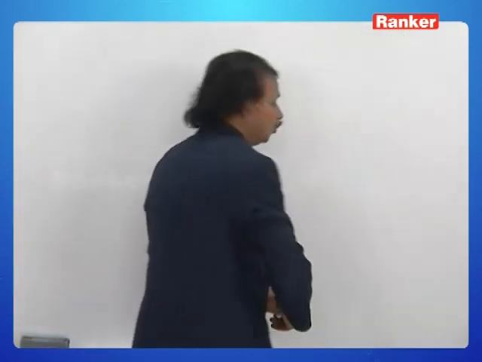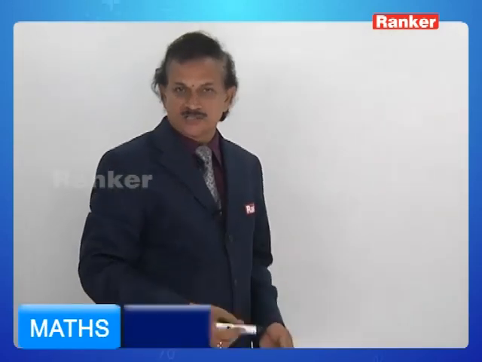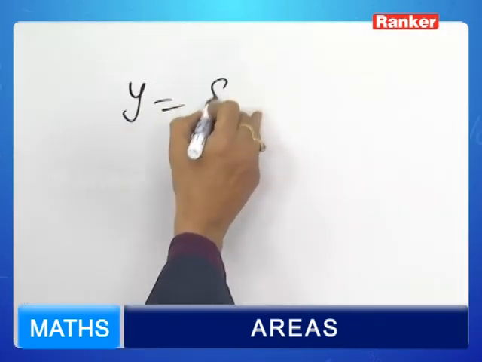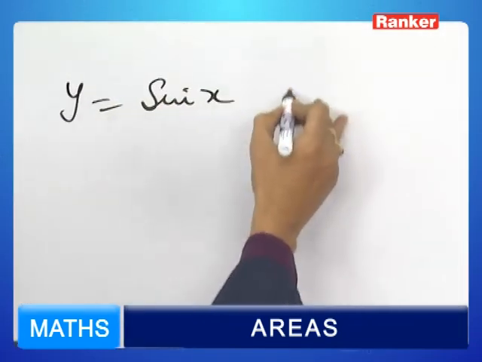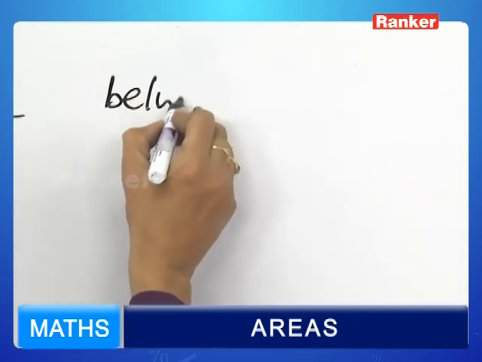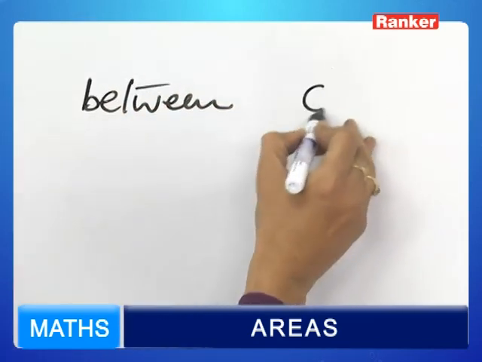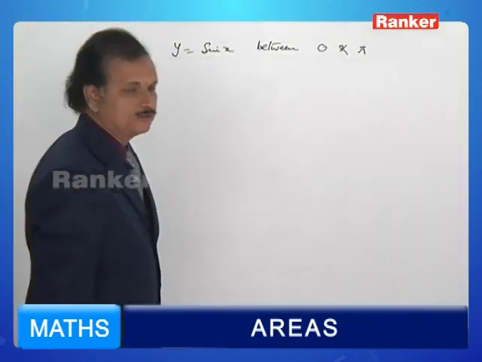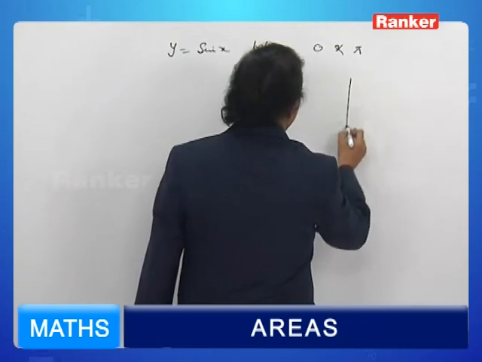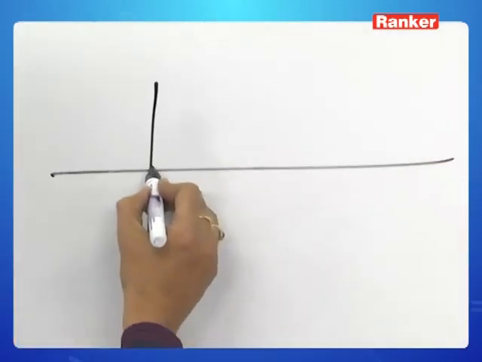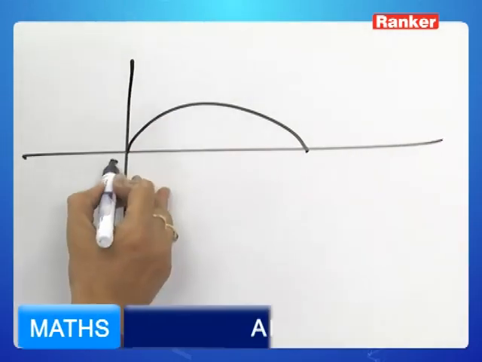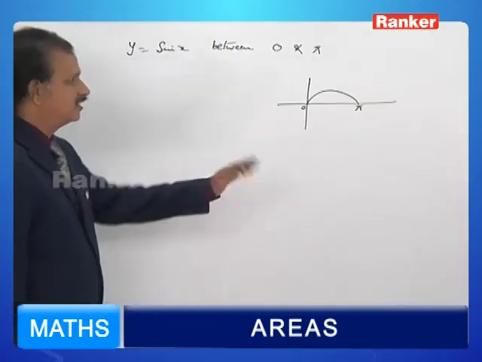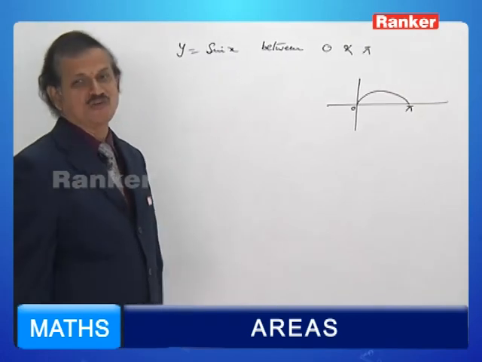Yes. Among the standard functions, some more functions are there. Find the area of the sine curve y is equal to sin x between 0 and pi. We know that the sine curve between 0 and pi lies above the x-axis, so it is strictly non-negative.